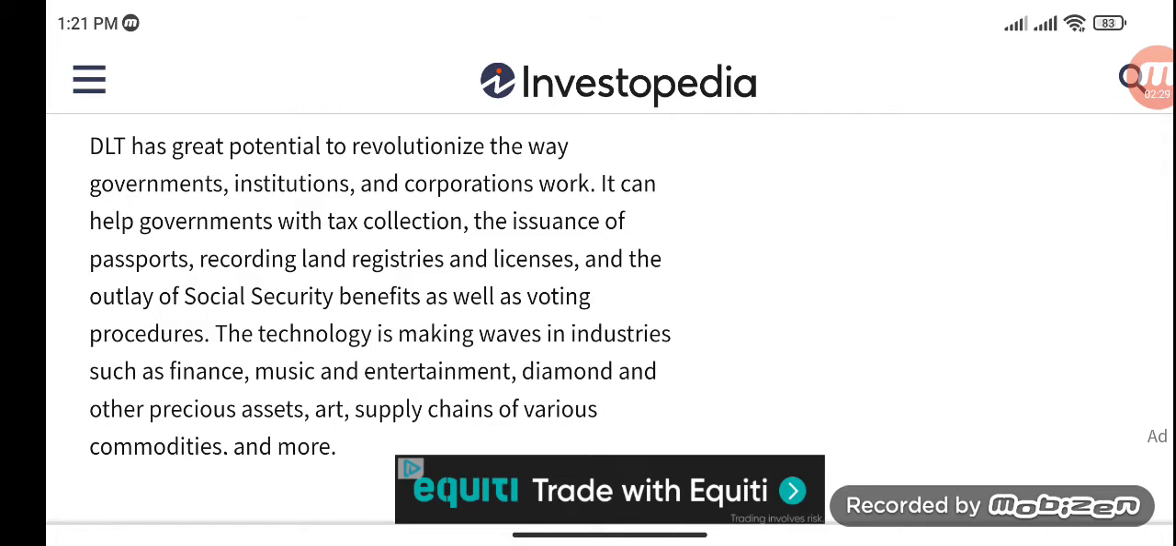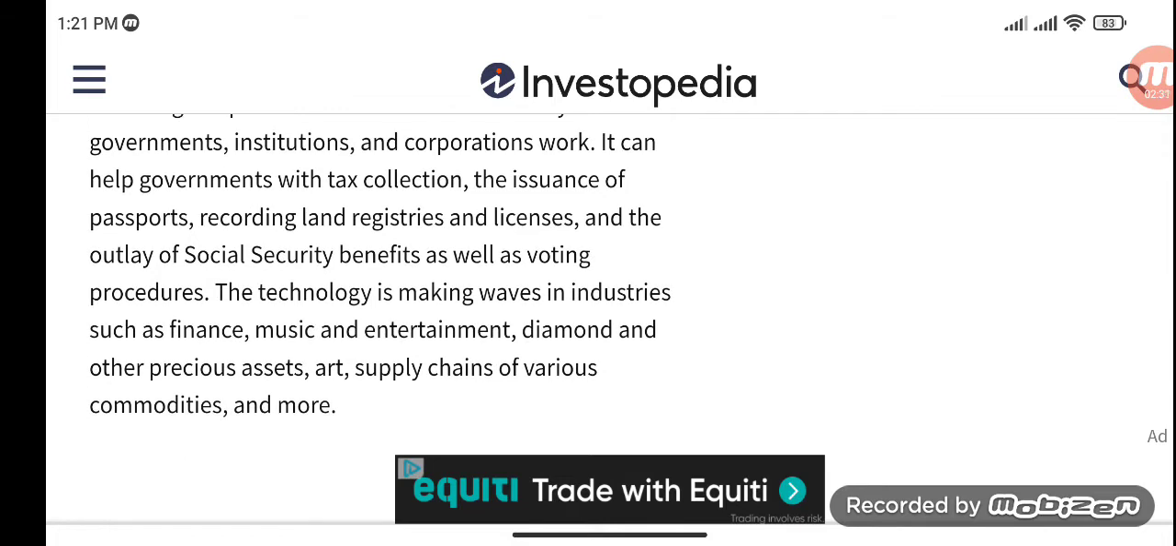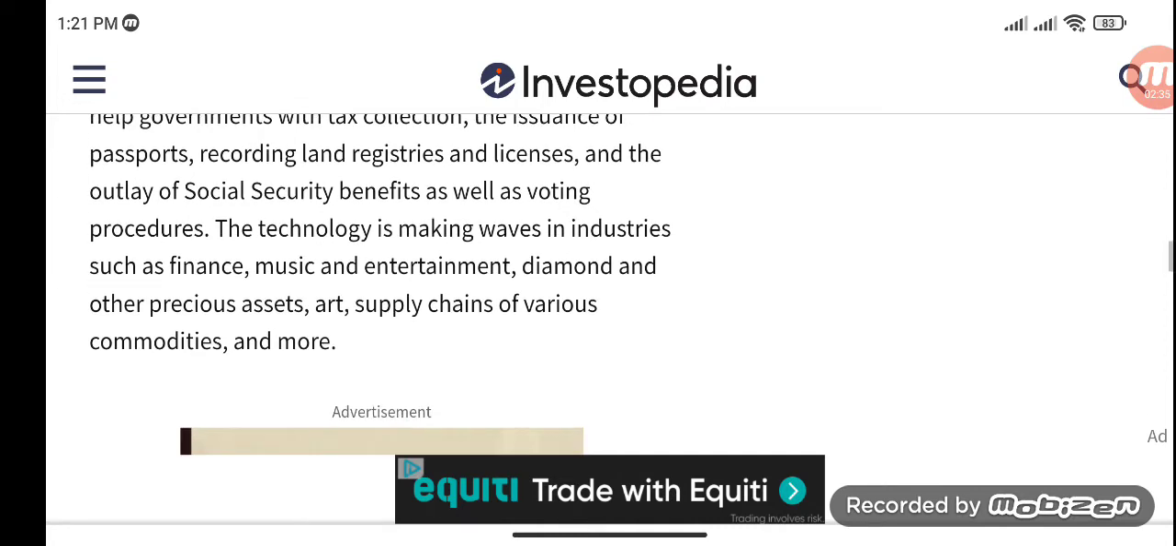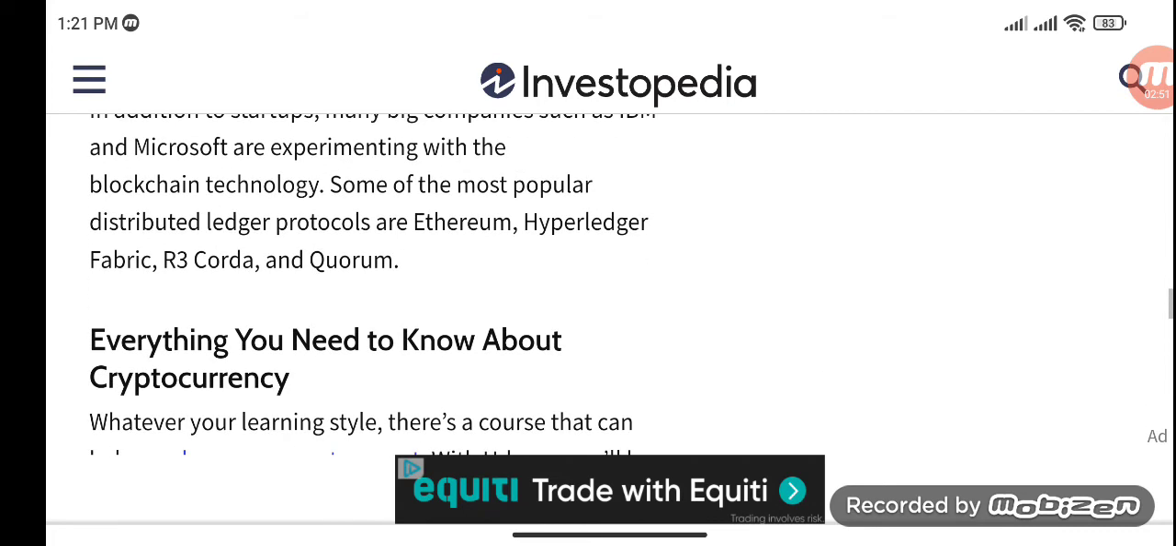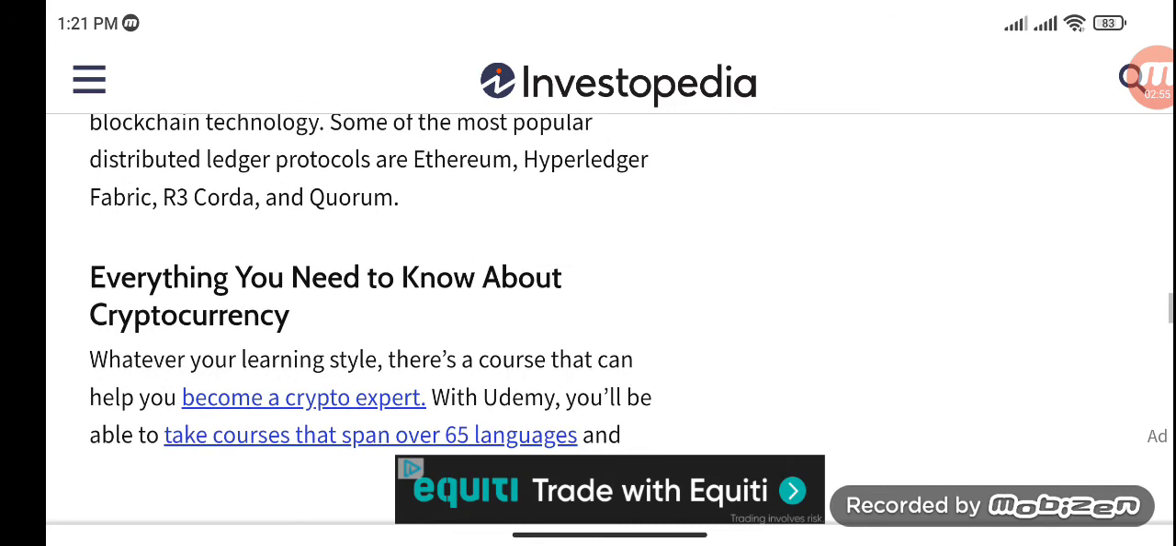The technology is making waves in industries such as finance, music and entertainment, diamond and other precious assets, art, supply chains of various commodities, and more. In addition to startups, many big companies such as IBM and Microsoft are experimenting with the blockchain technology. Some of the most popular distributed ledger protocols are Ethereum, Hyperledger Fabric, R3 Corda, and Quorum.